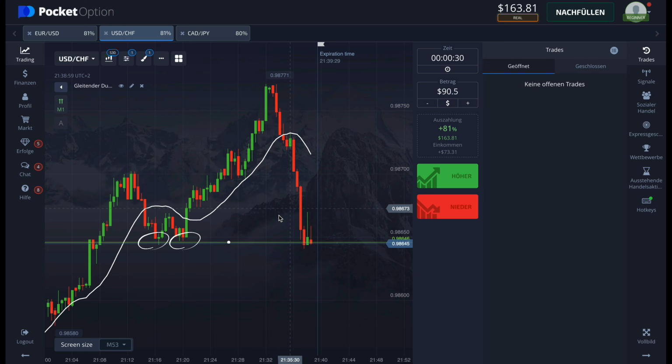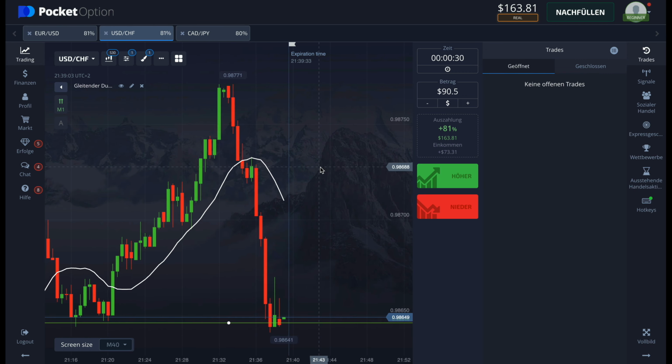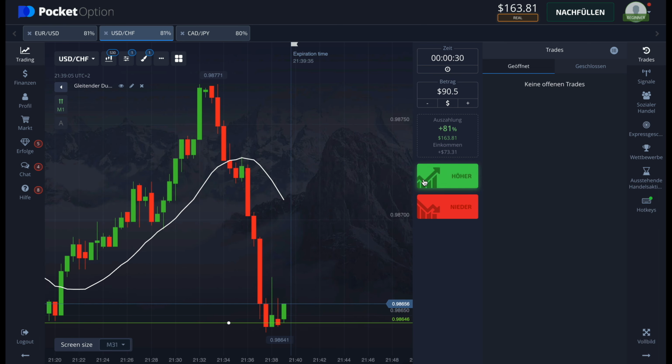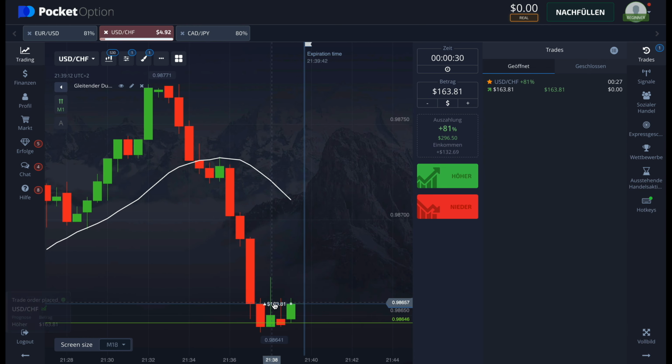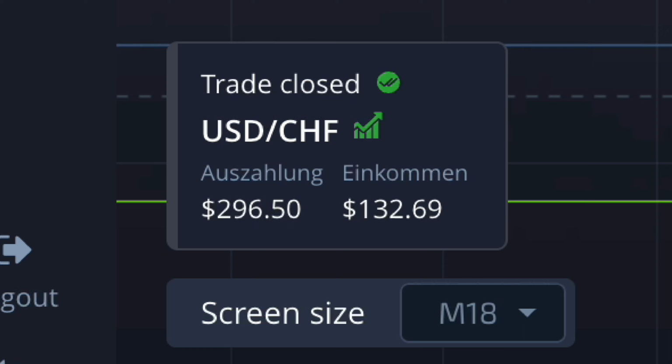Here I saw another support line. There is no breakout yet, so that means it will support the trend and go up again. That's why I place a call trade. Easy profit again this time. Everything going well.